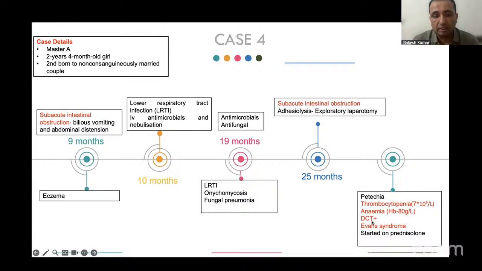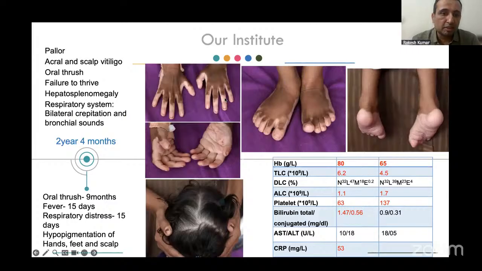So we have infections, allergy, and autoimmunity in the form of Evans syndrome, and this was the clinical photograph at presentation. She had pallor. There was acral and scalp vitiligo. Oral thrush was also present, and she had significant failure to thrive, hepatosplenomegaly, and bilateral crepitations and bronchial sounds were present. At this time she presented with a febrile illness.